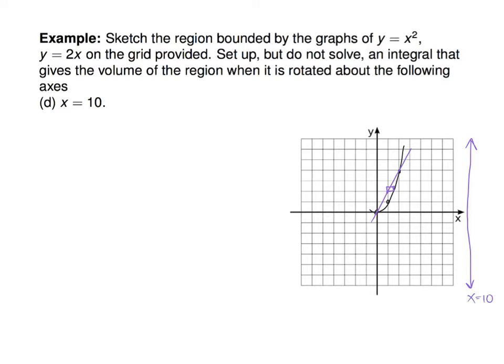So who's my outer curve? The line or the parabola? The line. If you go from this axis and go out, the furthest away one is the line, right? So that line, once again, was x equals y over 2, and the parabola was x equals root y. Okay.